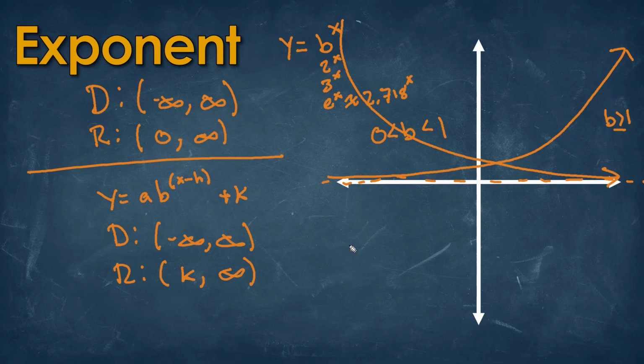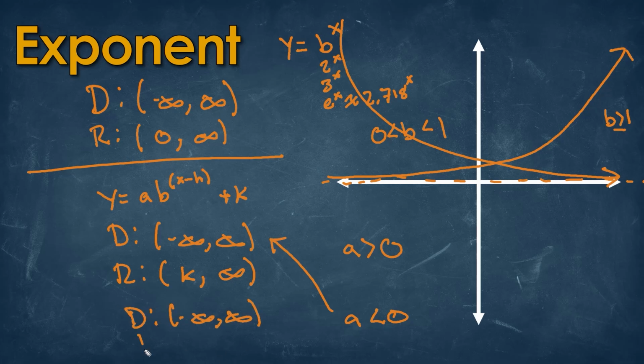Now, this is going to be for the case where a is greater than 0, so we have a positive value here for a. If we have a negative value for this, we're actually going to see that the range will be flipped. Our domain will stay the same, and so we will continue seeing a domain of negative infinity to positive infinity. Our range, however, is going to be flipped to negative infinity to k.